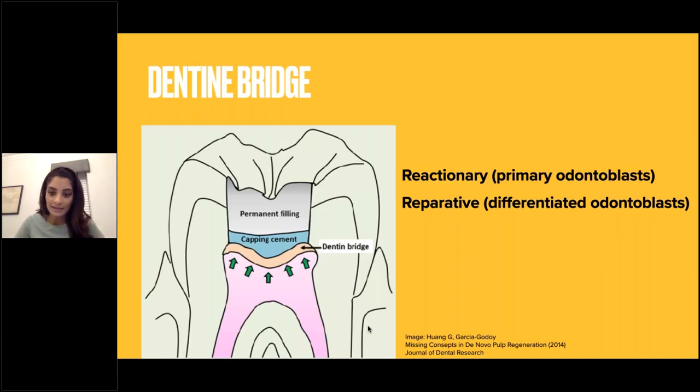Now there's two types of dentine bridge. One is reactionary dentine, and the second is reparative dentine. And the difference is that primary odontoblasts, so odontoblasts that are already surrounding the pulp, will form reactionary dentine. But if the insult to the pulp has been a little bit more, those odontoblasts are damaged and die, and new odontoblasts have to be formed from the stem cells that naturally live in the pulp. So stem cells will then differentiate into odontoblasts and form reparative dentine. So it's a little bit more irregular when that happens.